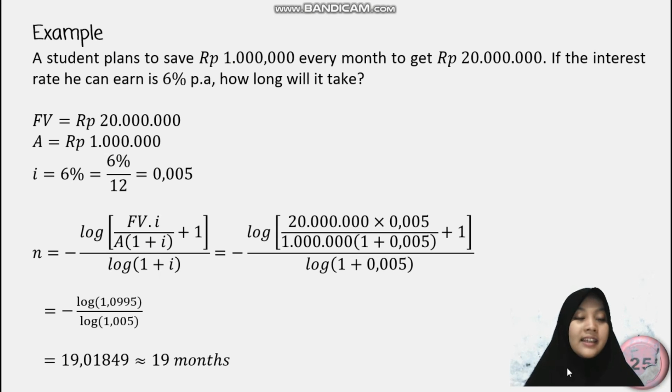An example: a student plans to save 1 million rupiah every month to get 20 million rupiah. If the interest rate he can earn is 6% per annum, how long will it take? From the question, we know that the future value is 20 million rupiah, the payment is 1 million rupiah, and the interest rate is 6% divided by 12 equals 0.005. And then we substitute into the number of periods formula. Then we can conclude the number of periods is 19 months.